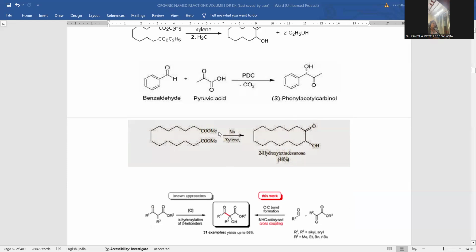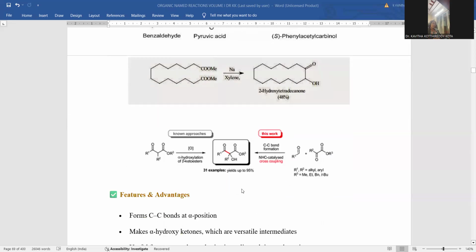I'm taking COOMe at the terminal carbon atom. Sodium in the presence of xylene is able to react to give the keto hydroxy compound called acyloin. So this is an internal acyloin reaction again.